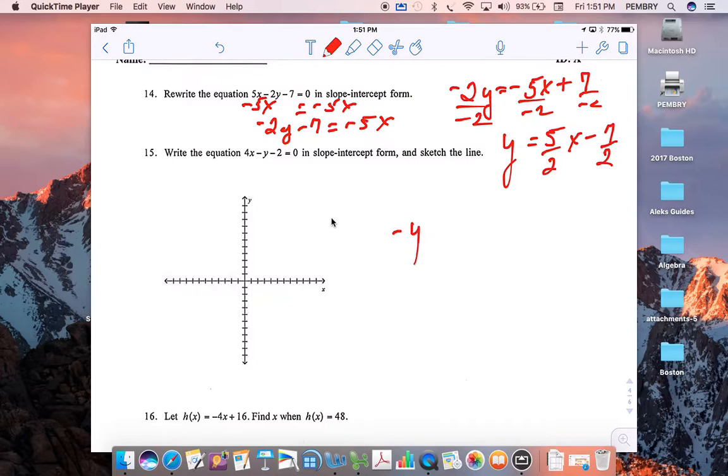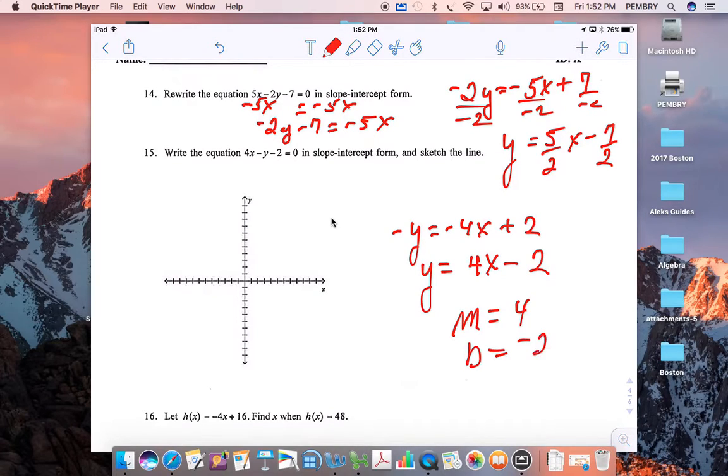Over here, follow the same directions. If you subtract 4x from both sides and add the 2 to both sides, you get this. The slope is negative 4. Oh, no, it's not, because I'm not quite done here. Wait a minute. That's the opposite of y, so everything has to change signs, and I get y equals positive 4x minus 2. So the slope is 4, and the y-intercept is negative 2. I'll go down and put a dot on negative 2, and then I'll rise 4 and run 1, and there is my line.